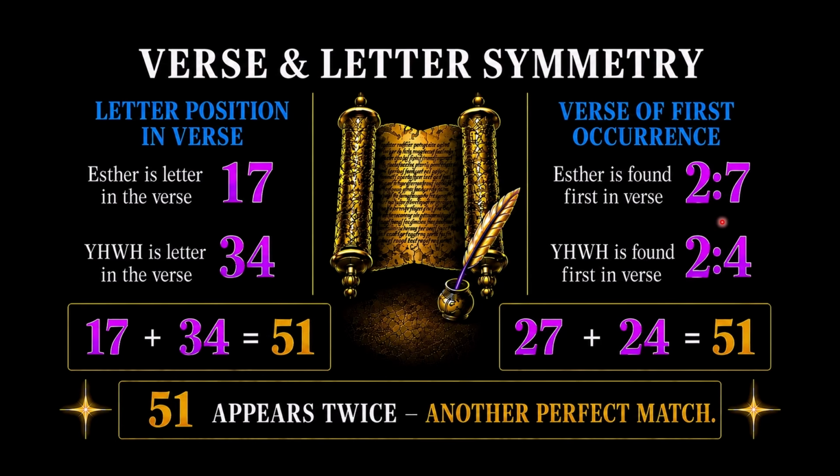On the right side, we look at the verse numbers of the first occurrence. Esther first appears in verse 2:7, and God first appears in verse 2:4. And once again, the numbers combine to produce the exact same total. 27 plus 24 also equals 51. So two completely different systems, letter position and verse position, both sum to the same number, 51 and 51. So we have another perfect match between God and Esther, and another layer of symmetry hidden inside the text.